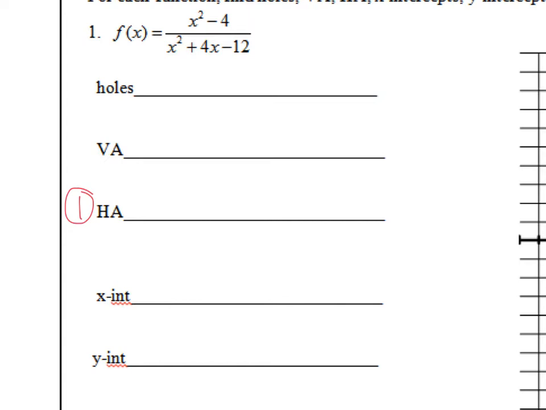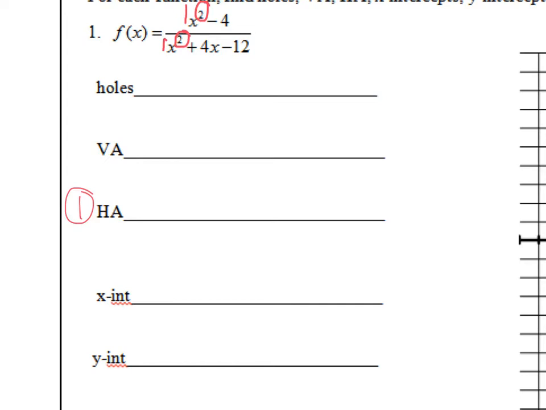So with the HAs, we're looking for degrees. On top, the highest degree is a 2. On the bottom, the highest degree is a 2 as well. Whenever the degrees are the same, then we're looking at their leading coefficients, which means the number in front of them. So the number in front of the top x squared would be that invisible 1, and the number in front of the bottom x squared would also be an invisible 1. Won't always be 1s, there could be numbers there, but in this case they do both happen to be 1.